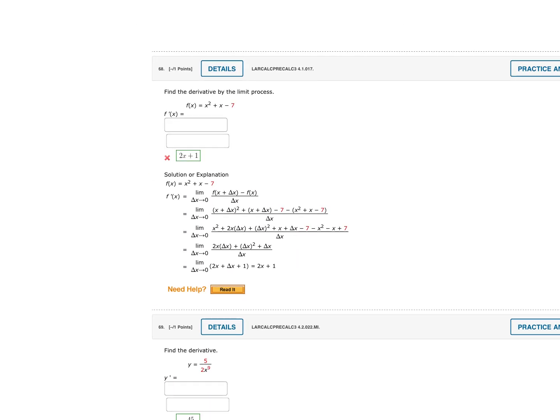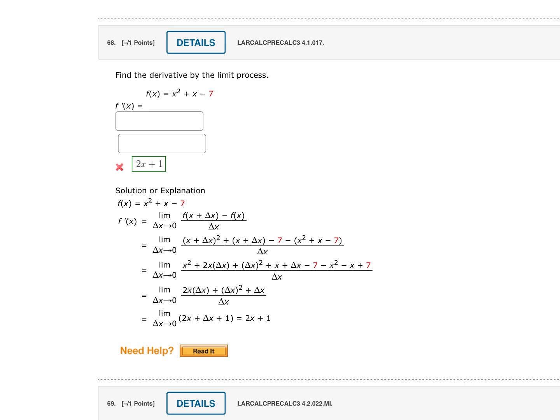For 68, it says find the derivative by the limit process. You can find the derivative however you want. So remember we talked about this formula. If it gives you this, and you want to plug in the x plus delta x, that's fine. But now we know the shortcut to find the limit, so you don't have to do that. I would recommend not doing that. Save yourself the time and effort. Find your derivative. We get 2x plus 1. If you do the limit process here, you'd end up with the same thing. Let's just find the derivative.